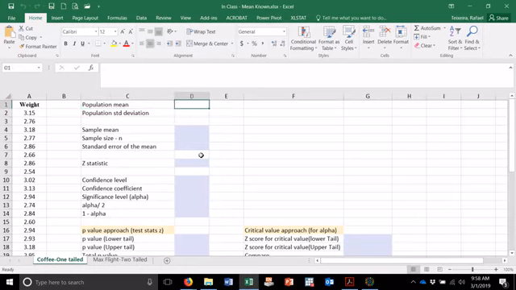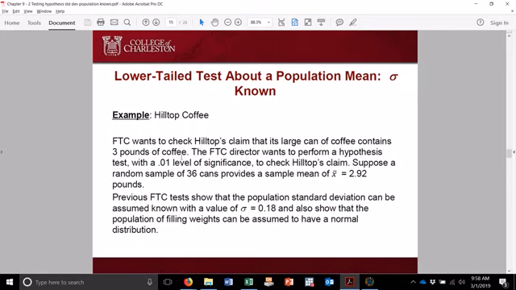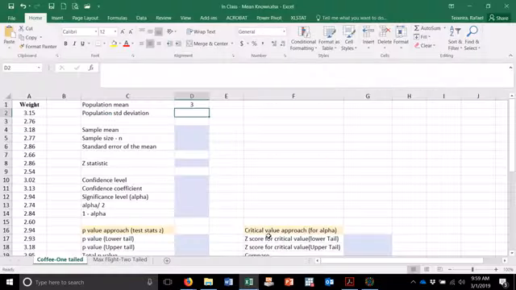Okay, so the population mean is 3 because it's given in the problem, and we use that information to set up the null and the alternative hypothesis. The population mean is 3 based on the problem, which says that it's 3 pounds of coffee that they want to test. Because this is a problem where I know the population standard deviation, I have to find out where the population standard deviation is, and here it is. Okay, 0.18. So I'm going to use this information here. 0.18. This is the population standard deviation.